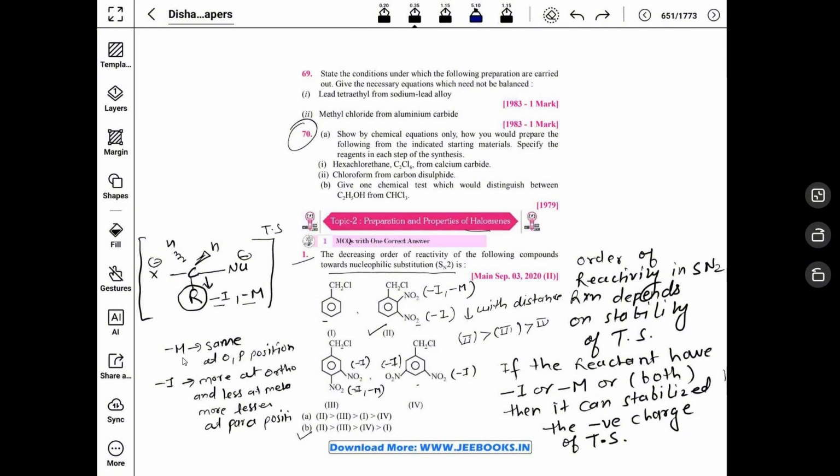As I told you, resonance effect is the same whether it is at ortho or para position, but inductive effect decreases with distance. Here the inductive effect is more and here it is less, and in this case you have only inductive effects, no mesomeric effects. Therefore this is the correct answer. This is a very important question. If you understand this, then any question coming from this topic you can easily answer.